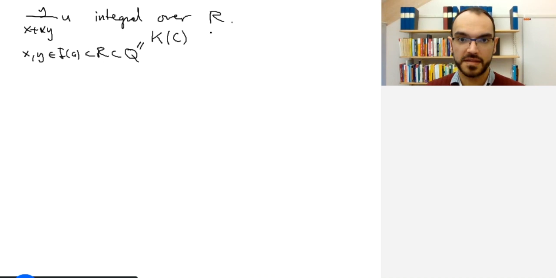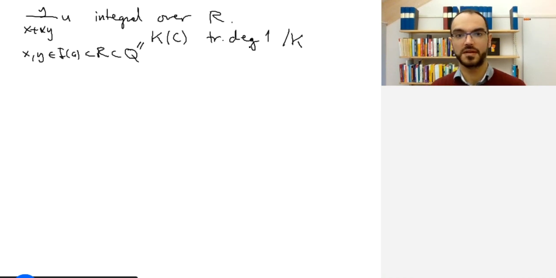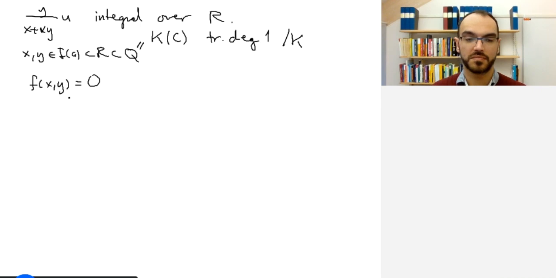And this has transcendence degree 1 over K. This is not something we have gone through in detail, but this follows from the dimension being 1. And so this means that these two elements have to satisfy some algebraic equation. So I have f of x, y equals 0 for some polynomial equation. Because otherwise, if they were both transcendental, this field would have a higher transcendence degree.